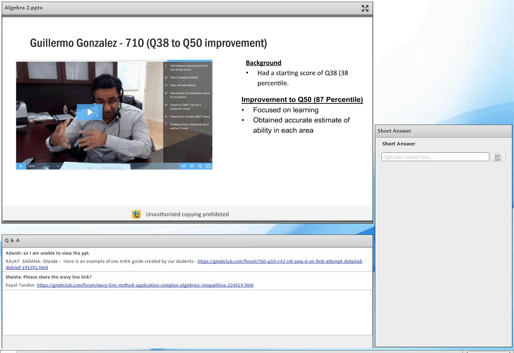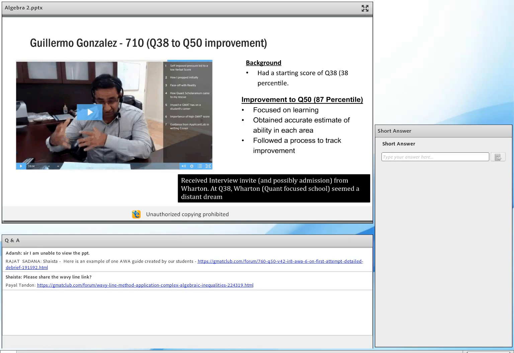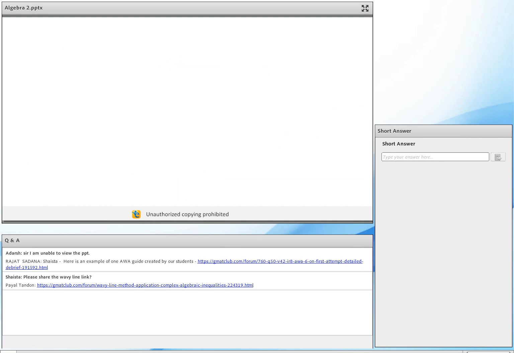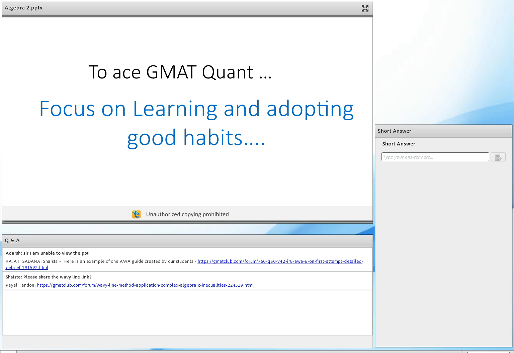using the video lessons. Now, because he was short on time, he used analytics in Quant Scholaranium to isolate the areas where he needed most help. Like Leonardo, he used the custom quiz feature to ensure that he did indeed improve on these topics. So again, long story short, you can improve in quant, but for that you need to focus on learning, and learning the right way and adopting those good habits.